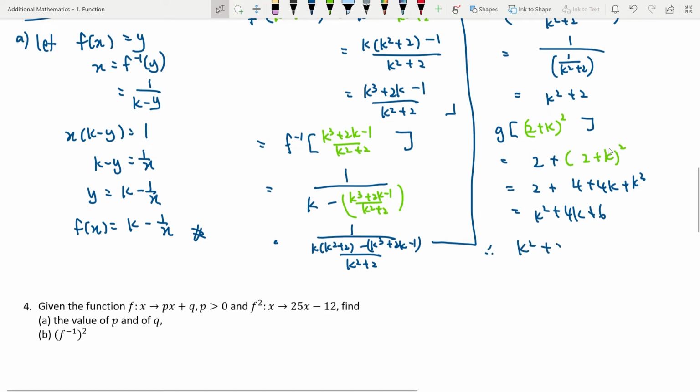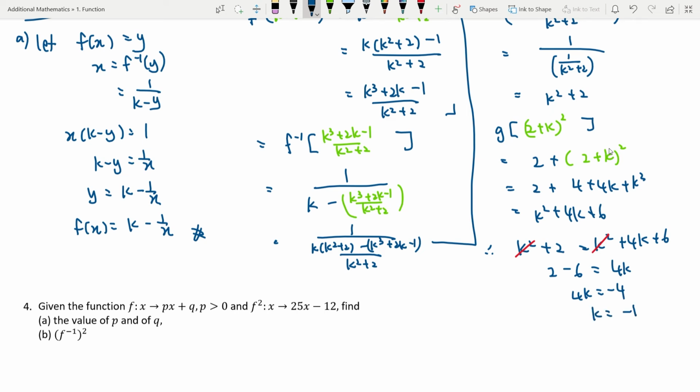k squared plus 2 is equal to k squared plus 4k plus 6. We have k squared at both sides. We can actually just cancel it off. So 4k is equal to 2 minus 6. 4k equal to negative 4. k is equal to negative 1.